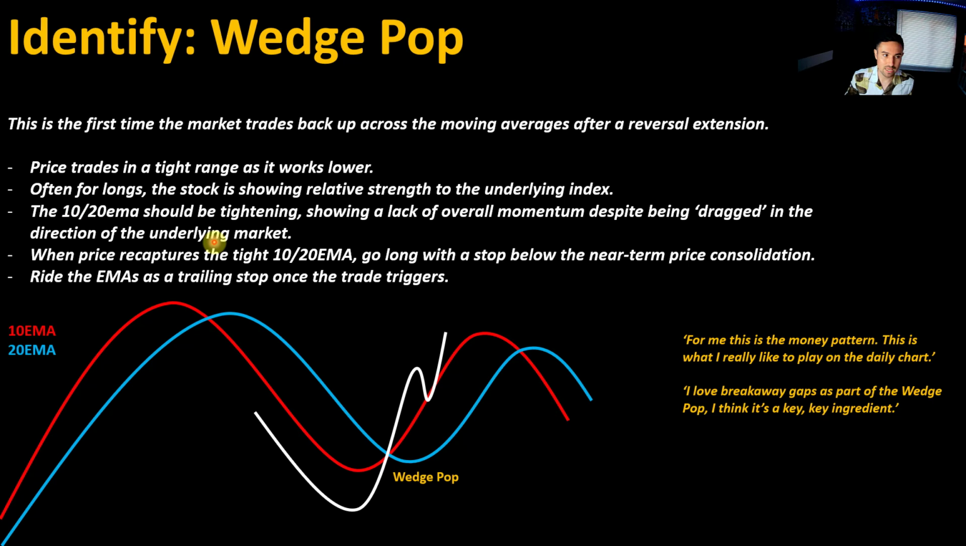The 10 and 21 EMA should be tightening, showing a lack of overall momentum despite being dragged in the direction of the underlying market. When price recaptures the tight 10 and 21 EMA, go long with a stop below the near-term price consolidation. Ride the EMAs as a trailing stop once the trade triggers. For me, this is the money pattern. This is what I really like to play on the daily chart. I love breakaway gaps as part of the wedge pop, so we're actually gapping up above the 10 and 21 EMA. I think it's a key ingredient.